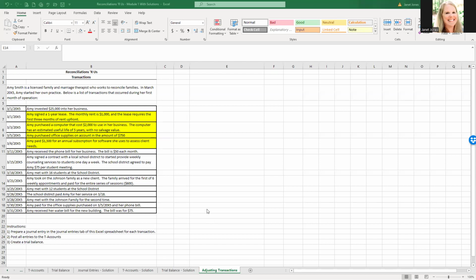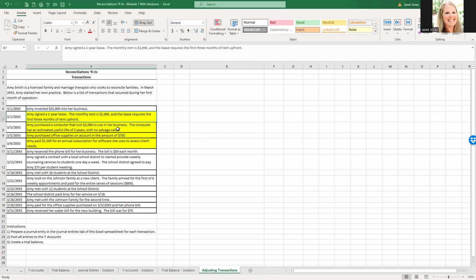Okay, so here are the transactions that you would have done in this reconciliation example, and I've highlighted these four. In the first one, we have a 1-year lease that has monthly rent of $1,000, and the lease requires the first 3 months to be paid up front. That would be an example of a prepaid asset, where we are paying for that expense up front, but we're not going to recognize that expense until later. So this is an example of a deferred expense.